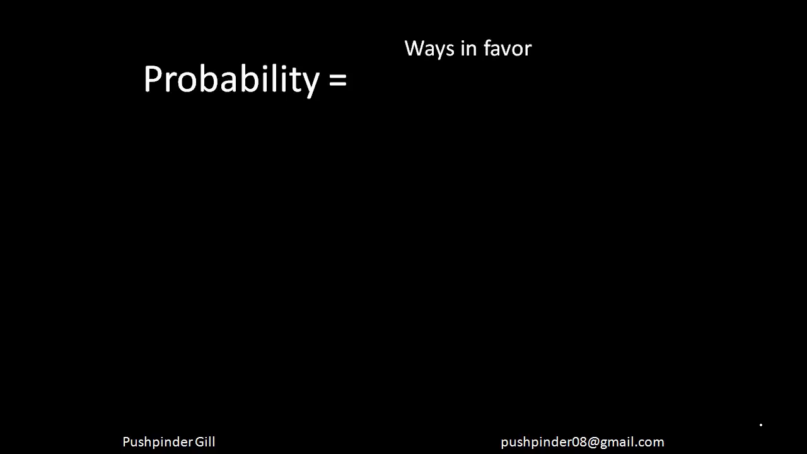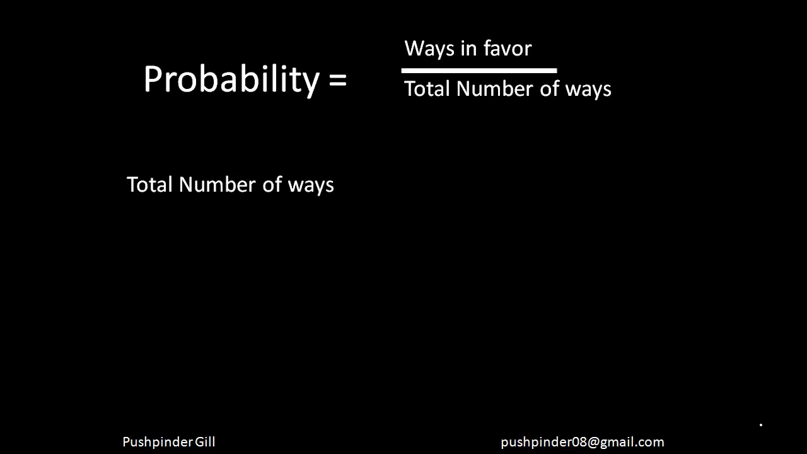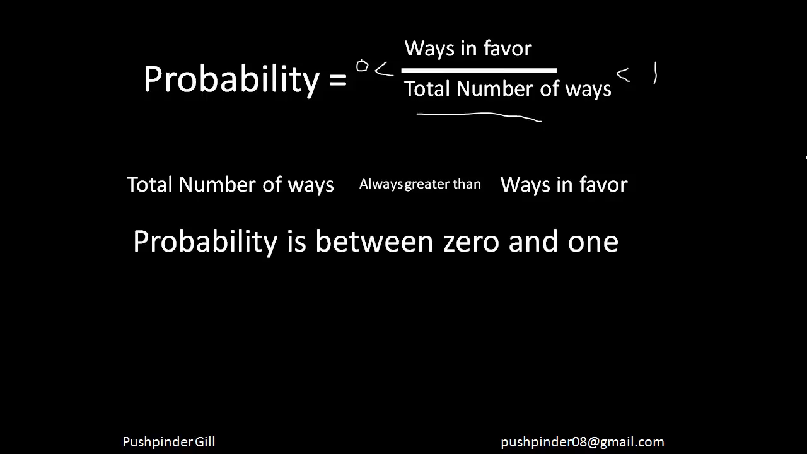understand the probability thing. So probability is ways in favor divided by total number of ways, right? Now since the total number of ways is always going to be greater than the ways in favor, that means this fraction over here is always going to be between 0 and 1, right? So the probability is always between 0 and 1. In case of percentages, it's always between 0 and 100. So I hope everyone understood what probability is.